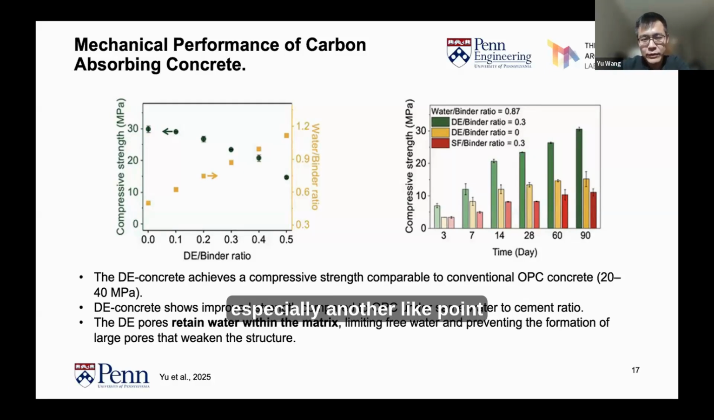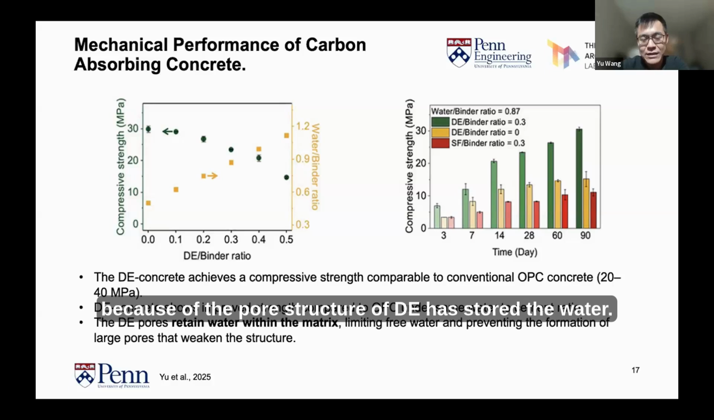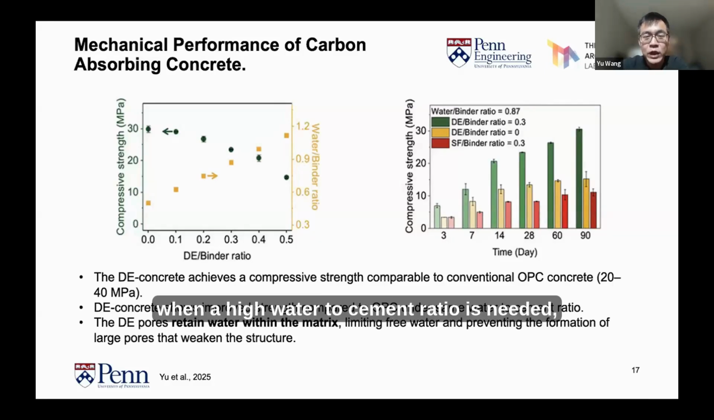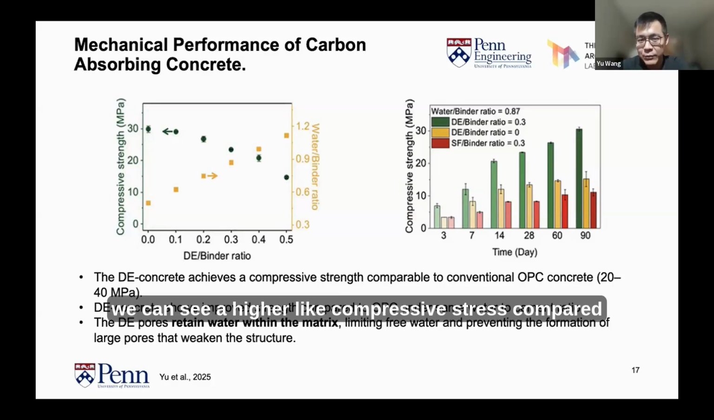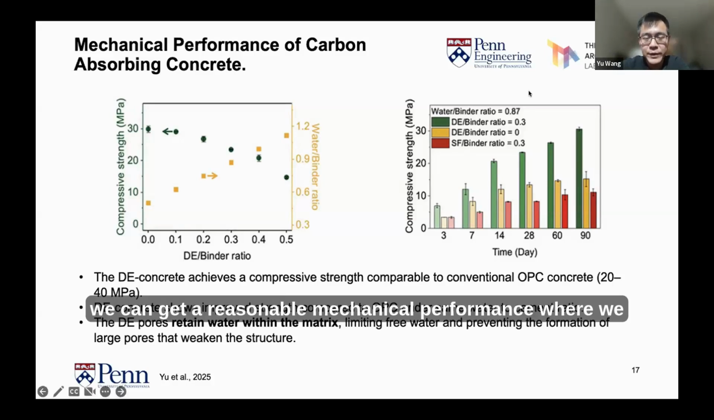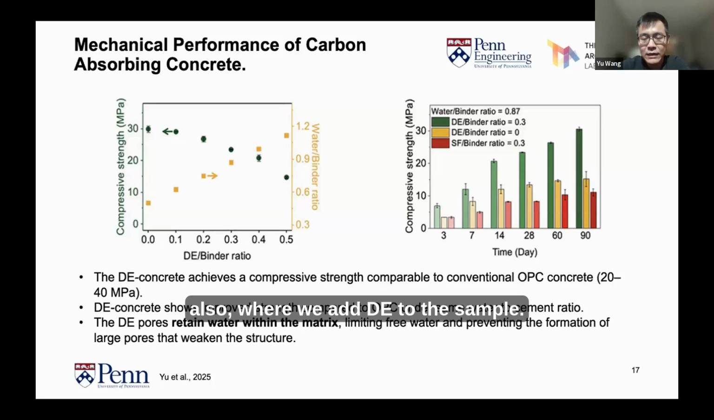Another point I want to make is when we use a high water to cement ratio, because the pore structure of the DE has stored the water, it is really effective in increasing the strength when a high water to cement ratio is needed. Especially when we compare the sample with a high water to cement ratio of 0.87, we can see a higher compressive strength compared to the sample without DE. So overall we can get a reasonable mechanical performance when we add DE to the sample. If we go to the next slide.